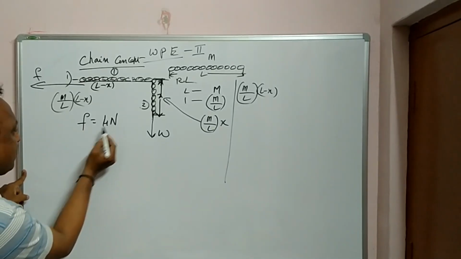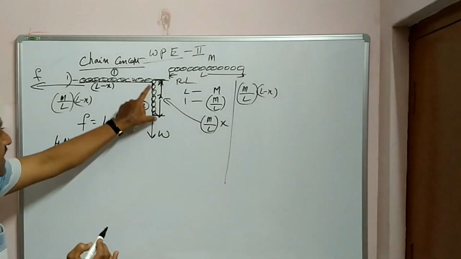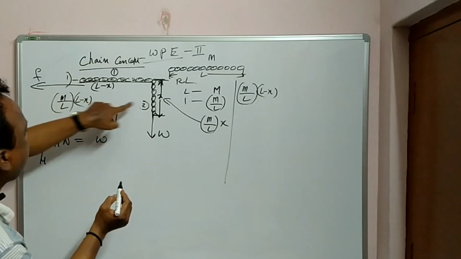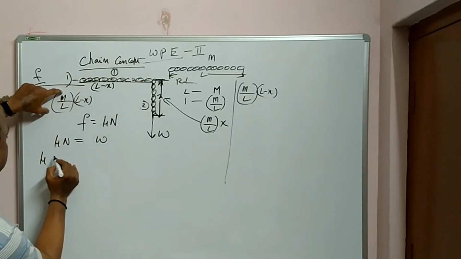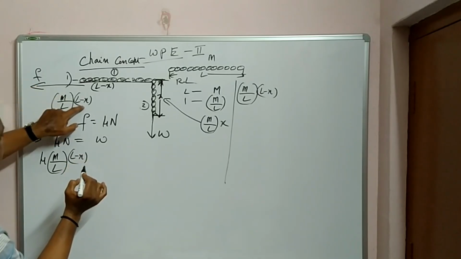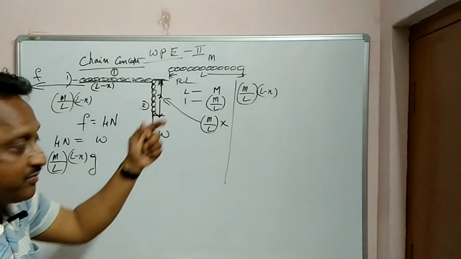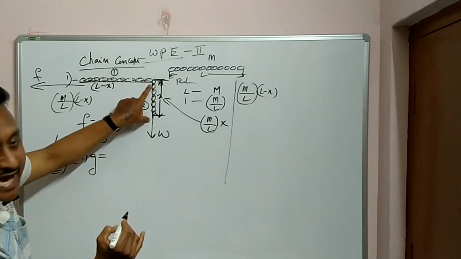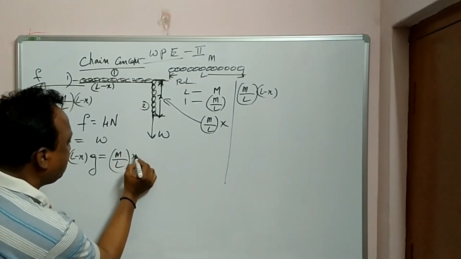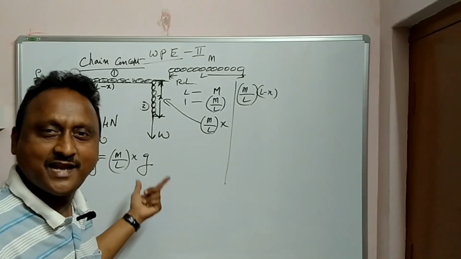F equal to mu N is balanced by the weight of the hanging part of the chain. So mu, the friction, into the normal force. What is the normal force? It is the weight of the chain on the table, M by L into L minus X, into g. This is balanced by the weight of the hanging part. What is the hanging part's weight? Mass M by L into X, into g. So these two forces are balanced now.